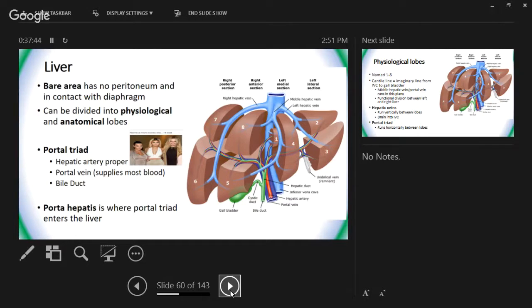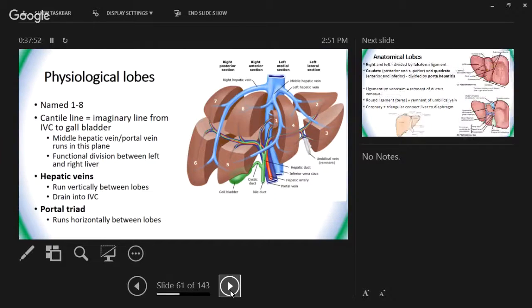Know what's in it, and the porta hepatis, that's where the portal triad actually enters the liver, on the undersurface of it. So we'll start off with our physiological lobes. That's what's in the picture there, 1 to 8. And the important thing is each physiological lobe receives its own supply of the portal triad, as you can see there. So it's like an artery, bile duct, and vein, which come together to make one liver.